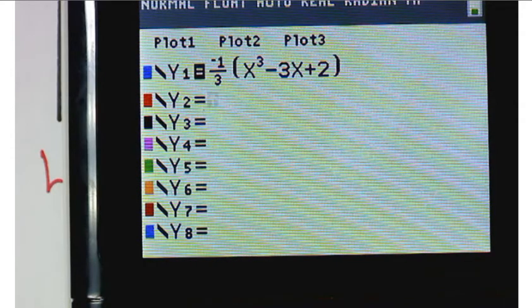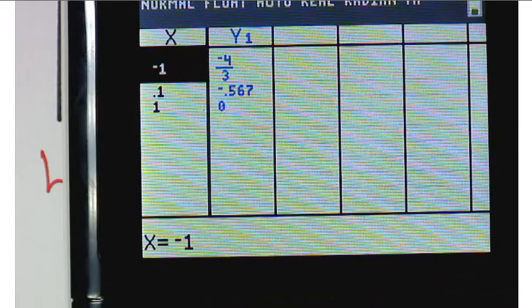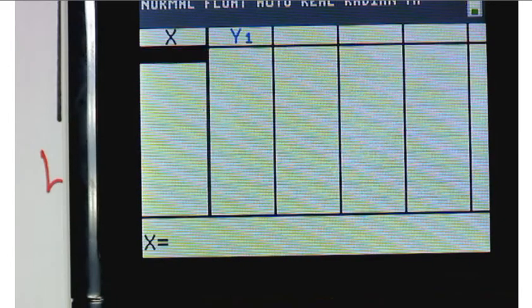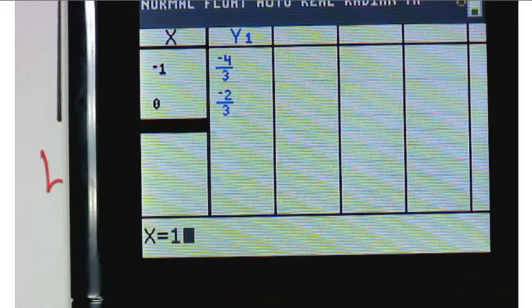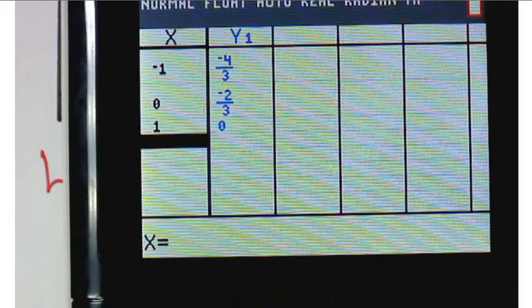Let's go to the table. Now there's 3 points that I want to find the coordinates for. I want negative 1, 0, and 1. And notice the way I've done this. It gives me nice fractional values. That's great. You can set your calculator up to get decimal values out of this as well. I like the fractions.